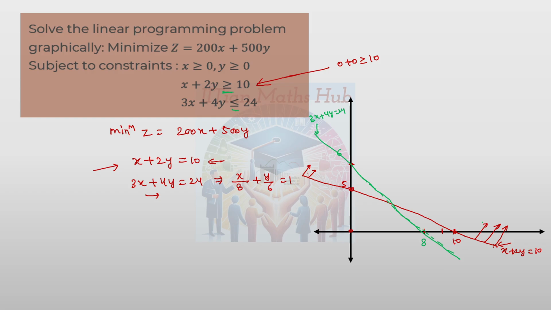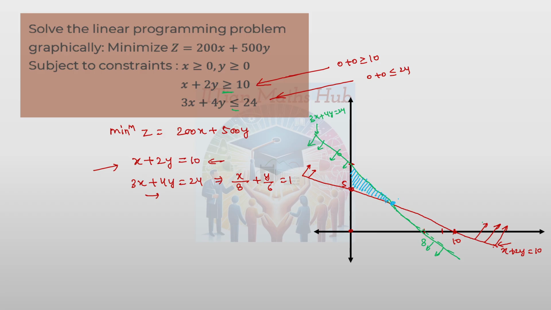Similarly, for the green color line, you can take 0 0. If you take it here, this will give you 0 plus 0 less than or equal to 24, which is true. So for the green color line, we will be getting the region which is below the line. Now what is the common region? The common region will be this one, the blue color one.